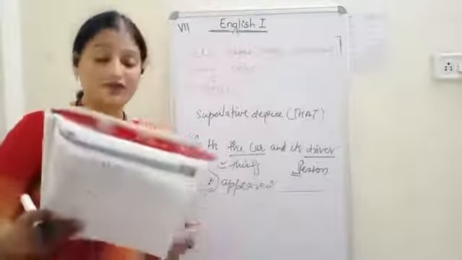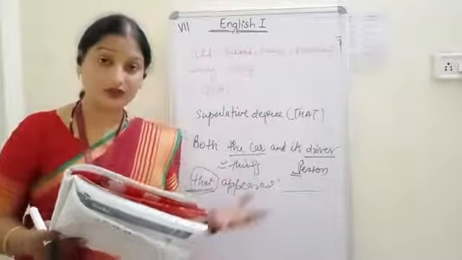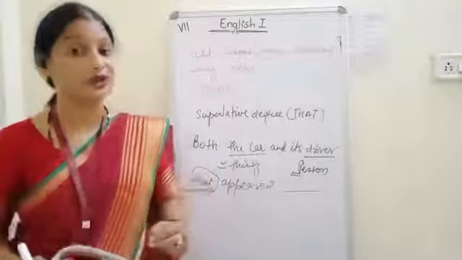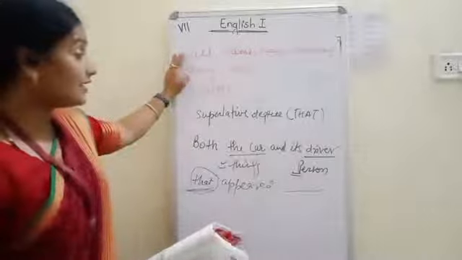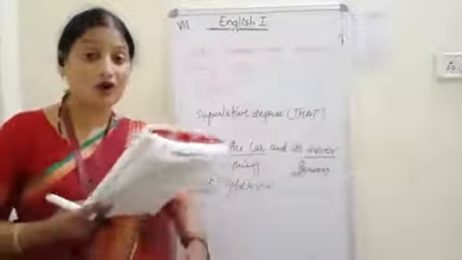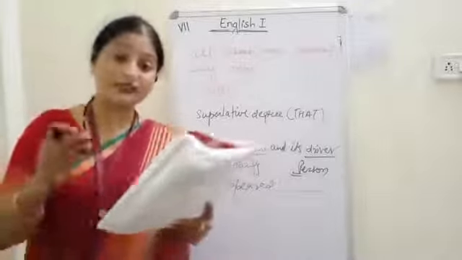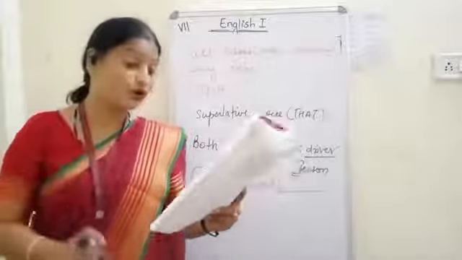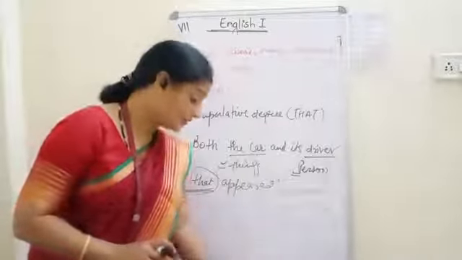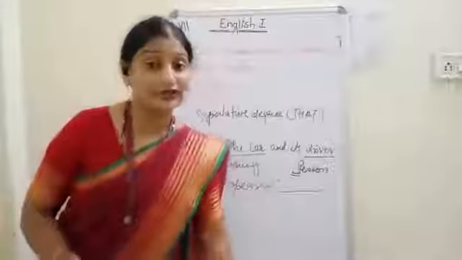Along with that, we can use what also as a relative pronoun, but what refers to things only. As that can be used for things as well as for the person, but what can be used for things only. Clear? So children, this is all about relative pronoun.